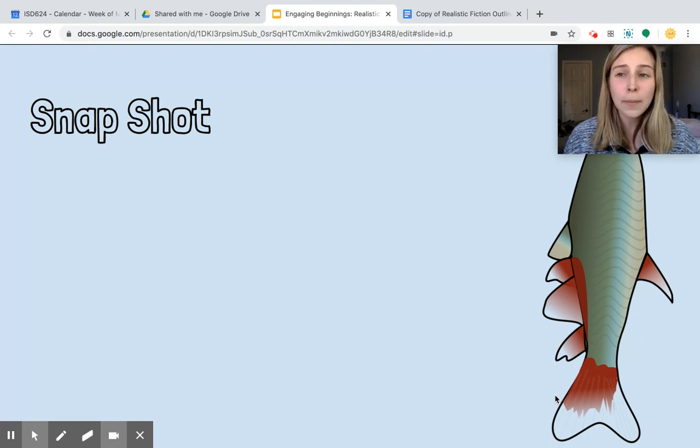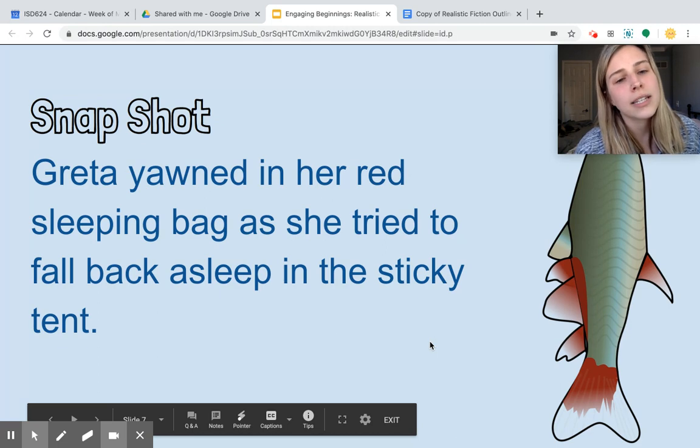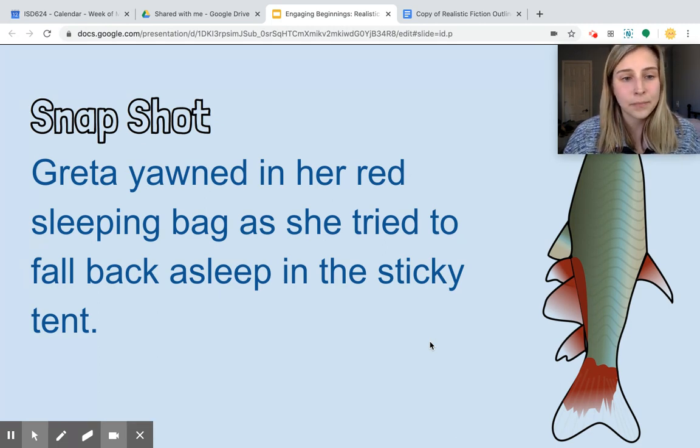All right, so a snapshot, this is kind of giving an overview of what's happening to your character. And now this one is a really good one if you use those sensory details and you want to make sure that you're being kind of specific about this, because if you talk about it too vague or don't give enough details, then it's not an engaging beginning, right? So an example of this would be, "Greta yawned in her red sleeping bag as she tried to fall back asleep in the sticky tent."